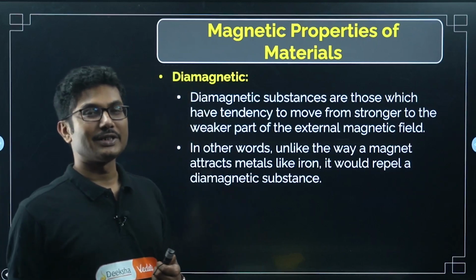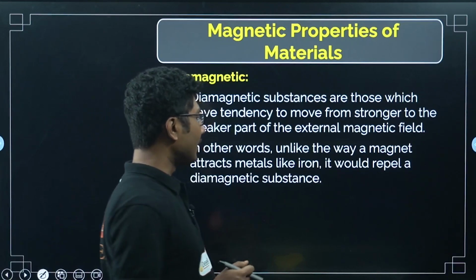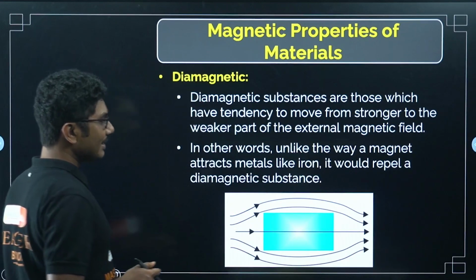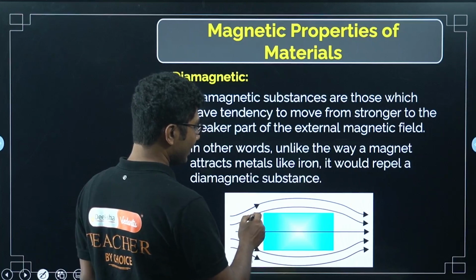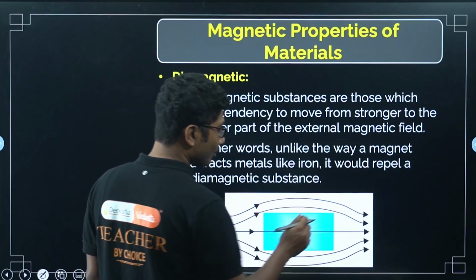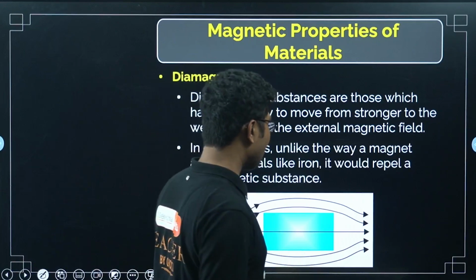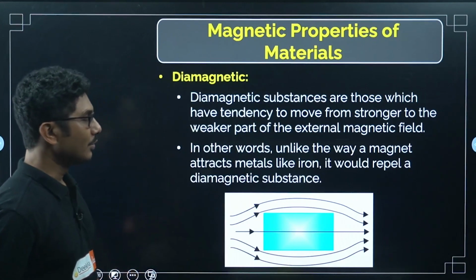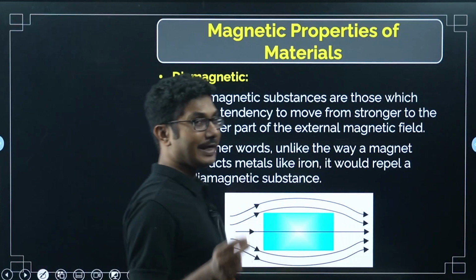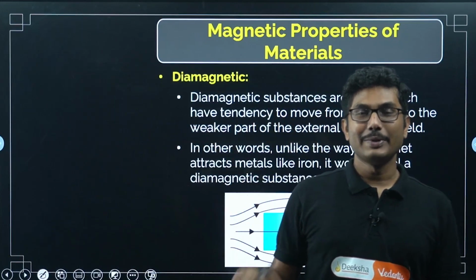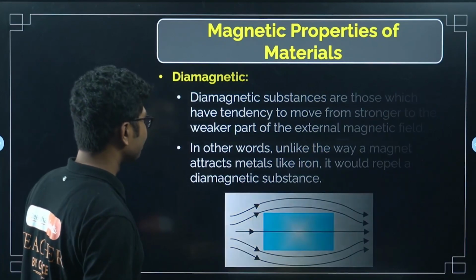Though the repulsion is very weak, you will hardly notice it, if you apply a magnetic field, then instead of getting into the material, it will be slightly repelled. A very small amount of repulsion will happen. It will not be easily detectable, but instead of getting attracted, it will actually be repelled by the magnet. So it is an anti-magnet, you can say.